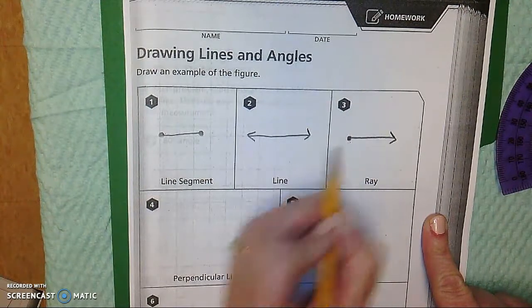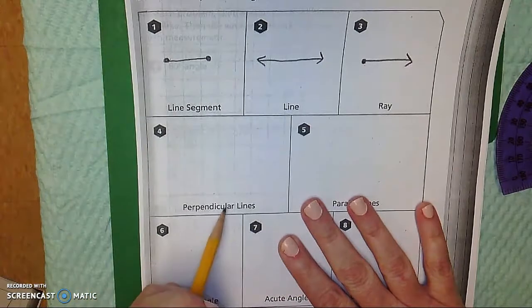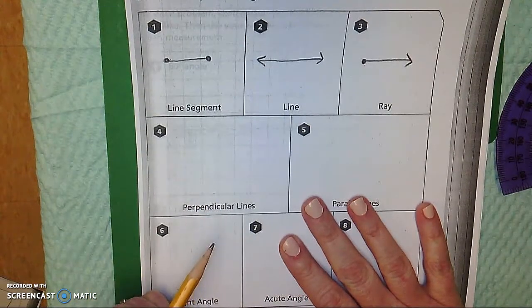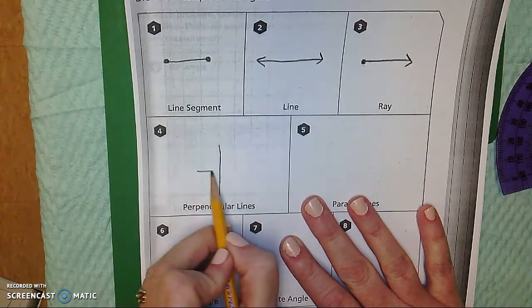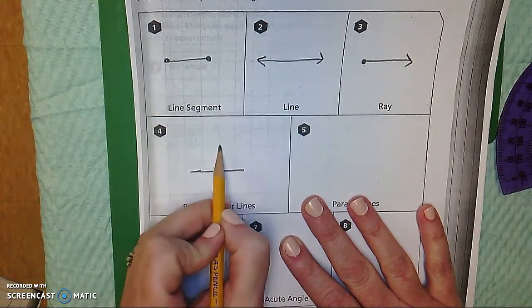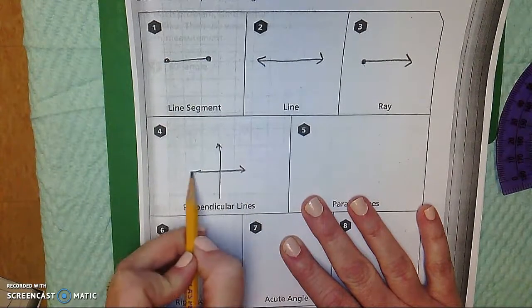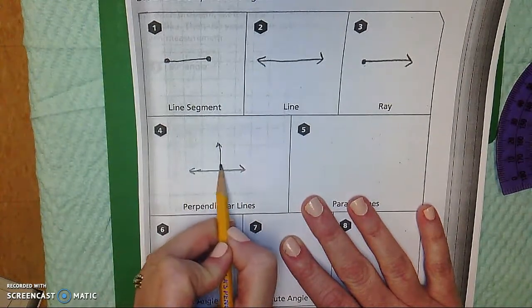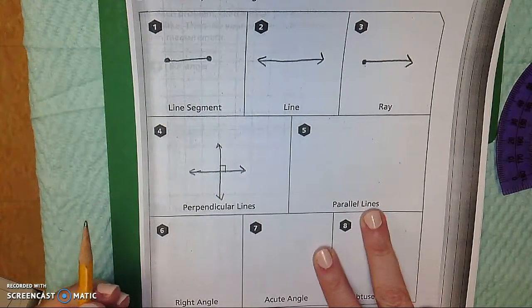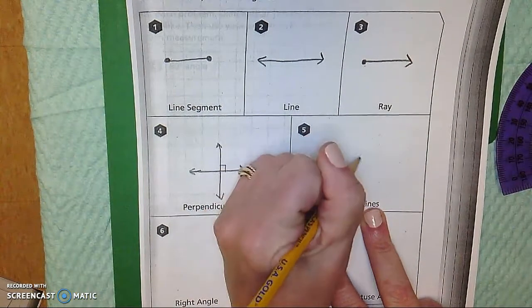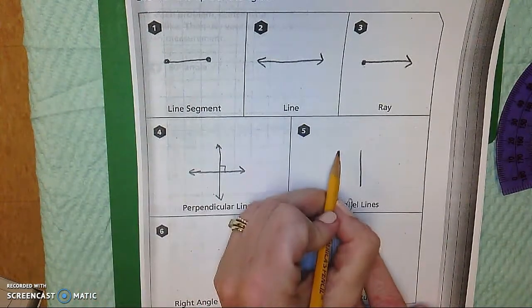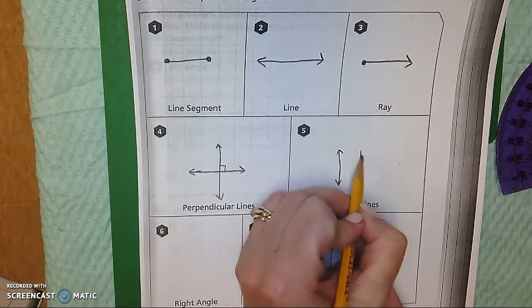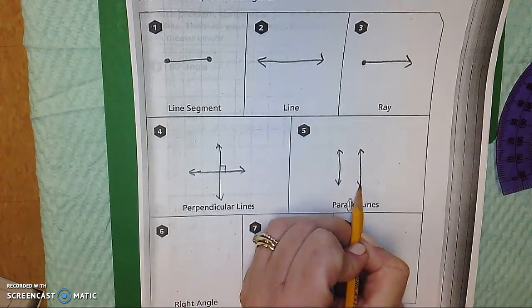Okay. Question number 4 wants you to draw perpendicular lines. And remember, perpendicular lines cross at a 90-degree angle. So you want to make sure that your lines cross at a 90-degree angle. Parallel lines are lines that never touch. Think about the 2 L's right here. They're never going to cross. And they are lines, so they need to have their arrows because they keep going in both directions.